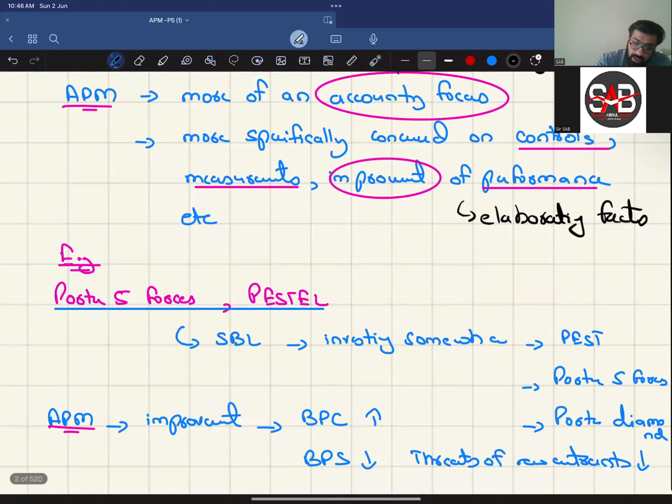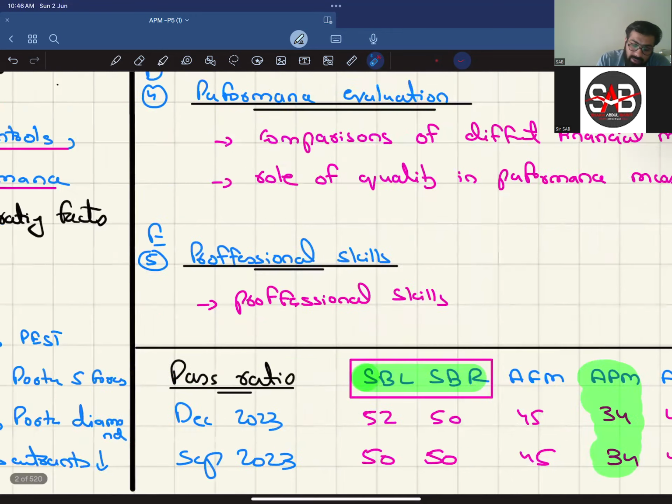Now, for example, in Porter's five forces or in PESTEL, what you have in SBL: the scenario is that you're going to be investing somewhere, right? So you can use the PEST model, you can use Porter's five forces, you can use Porter's diamond model, whatever the fact is.